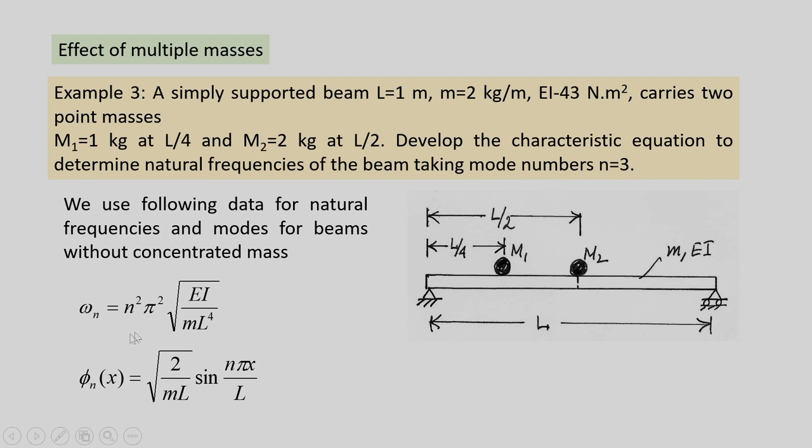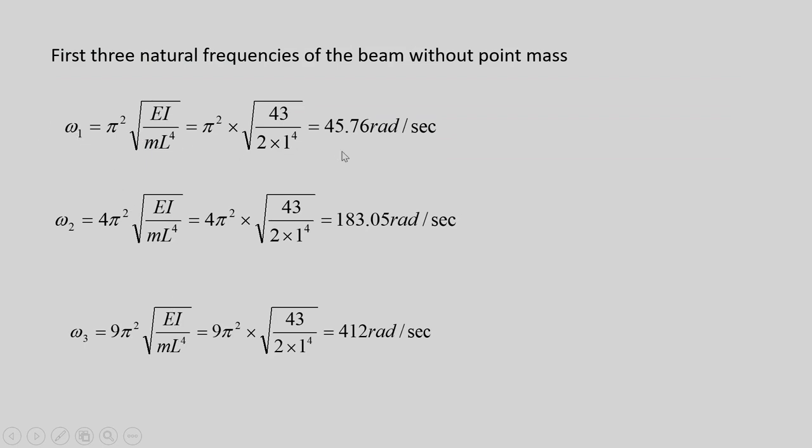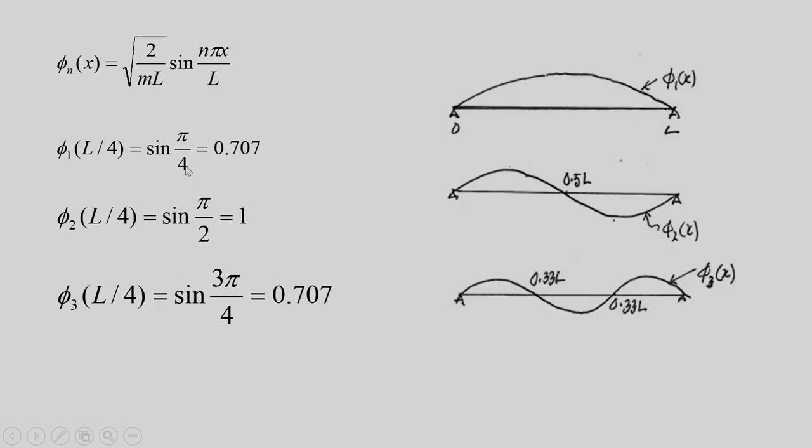Take the mode number 3. So we find three frequencies and three mode shapes, but the mode shapes will be evaluated at the locations of the concentrated masses. We find omega 1 equal to 45.76, omega 2 is 183, which we found earlier, and omega 3 is 412, in radian per second. Then we go for finding the mode shapes. You can see the first three mode shapes are given like that, with amplitudes of 1, 1, minus 1, minus 1, 1, and a zero point.